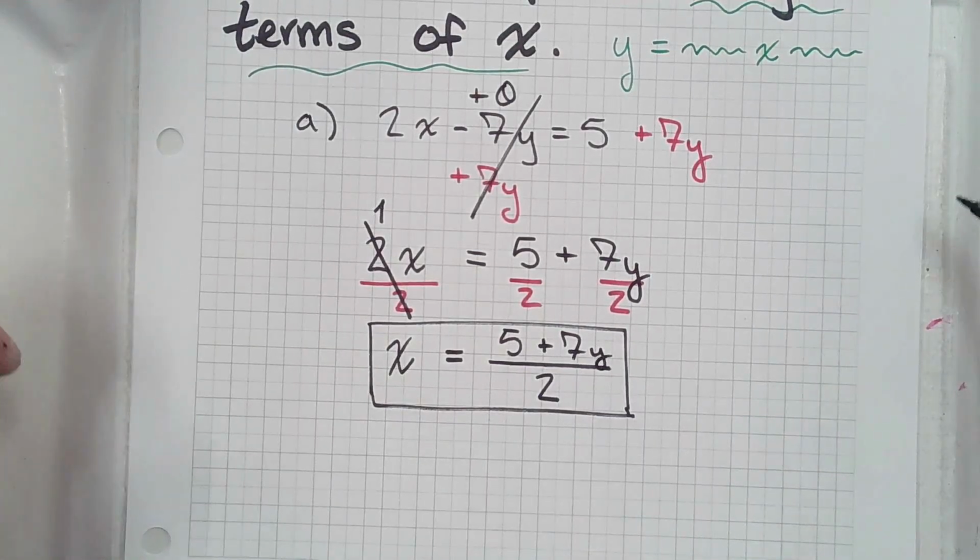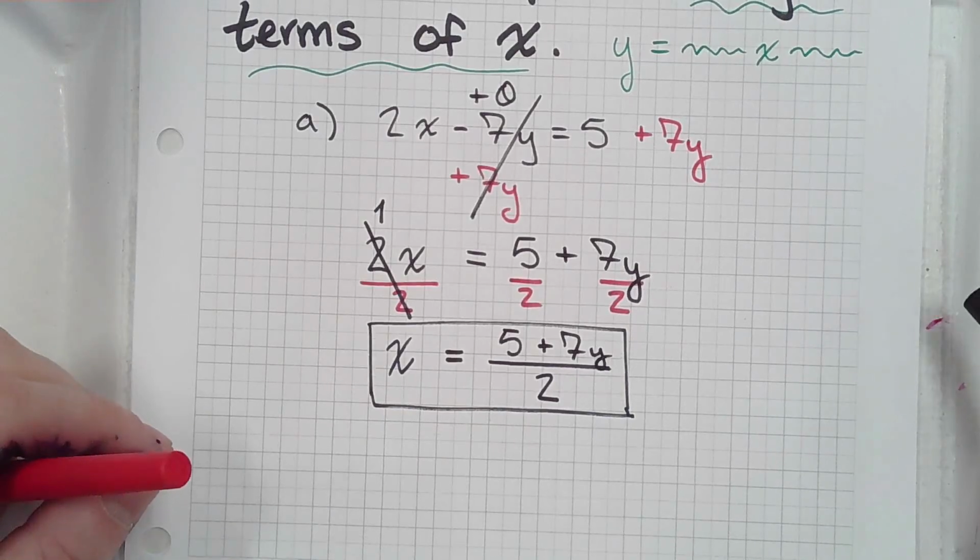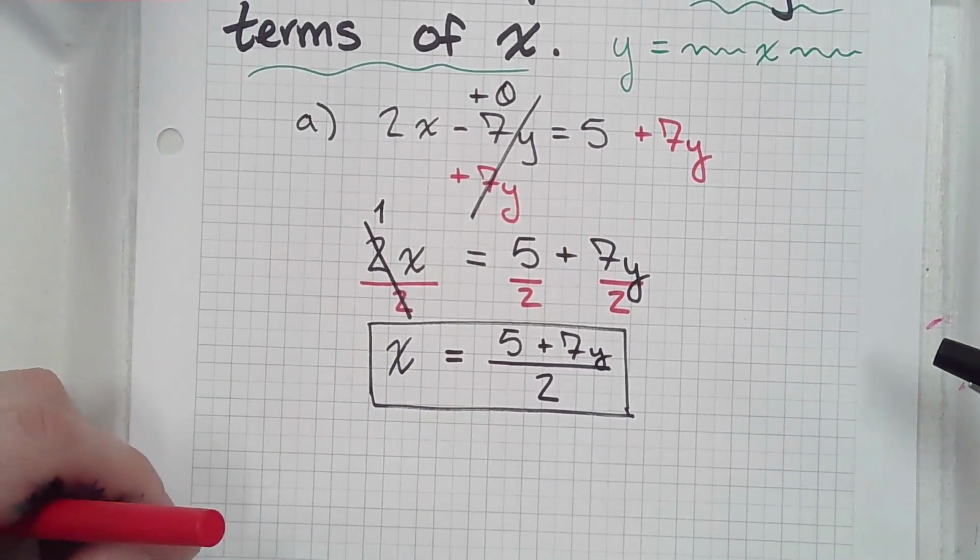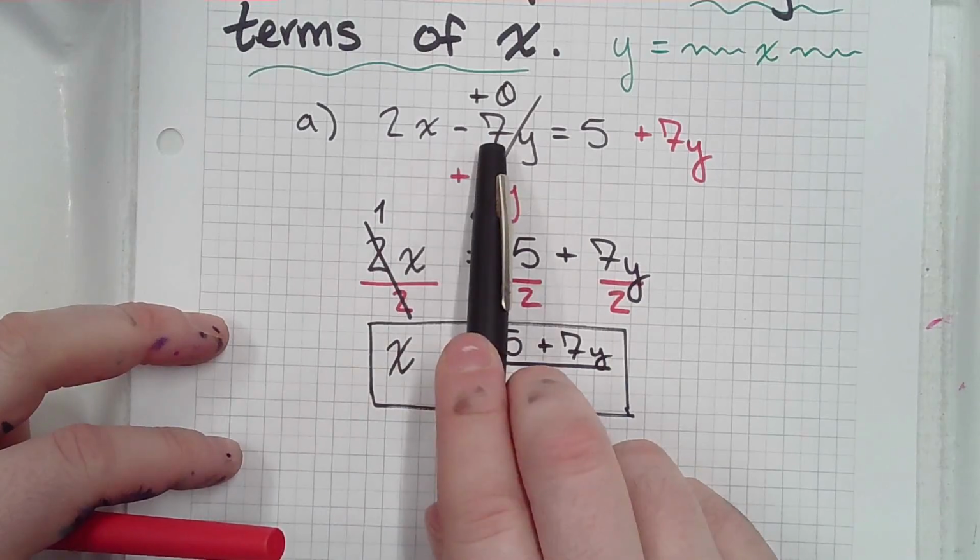So getting x in terms of the other variables is a very useful technique that we're going to be using a lot later on. So it's good to understand this. And the good news is you're going to do the same thing every time. You're going to make all the stuff that isn't x go to the other side.